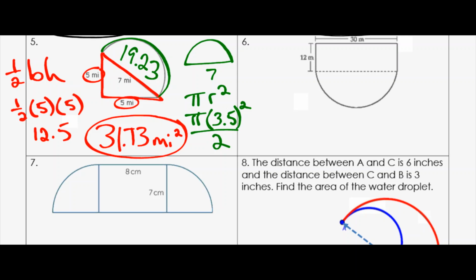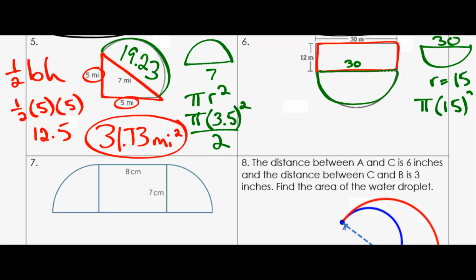On the next one, I have a rectangle and another half circle. Again, I'm going to redraw that just so I'm clear on where the radius is and where the diameter is. 30 is going all the way across. 30 is there, so it's going all the way across that circle. That's the diameter. That means the radius equals 15. I'm going to use pi times the radius squared. Just like before, I only have half of a circle. So I'm going to take whatever I get from that and divide it by 2. So we're going to do 15 squared times pi divided by 2. That gives me 353.25.